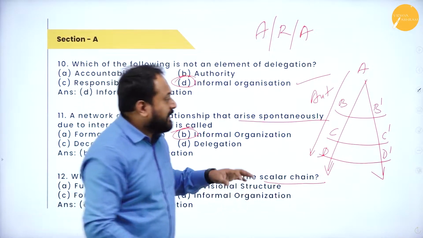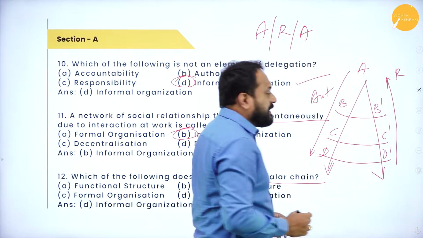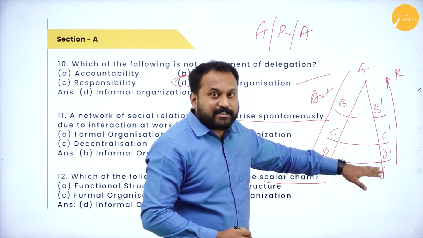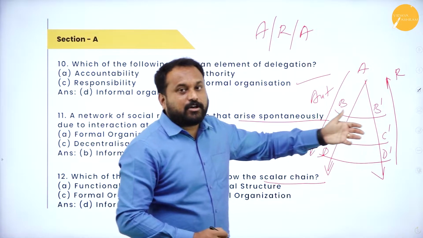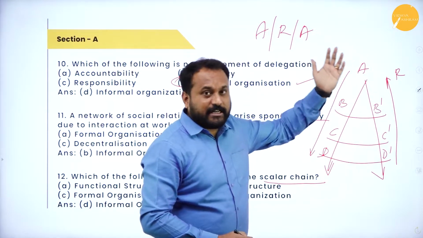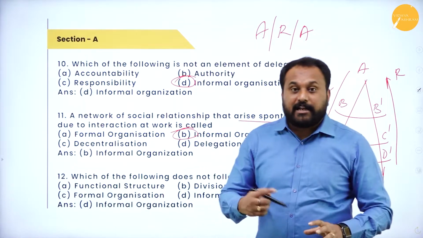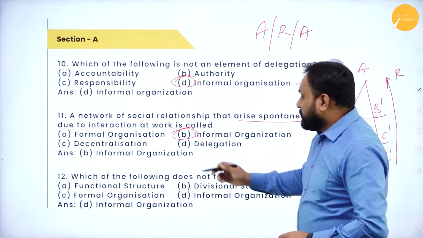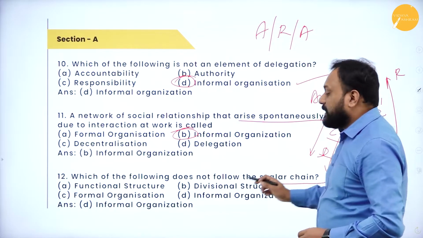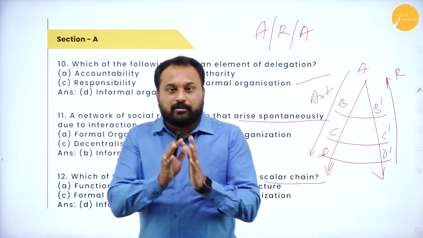And the same way here, D dash to C dash, if you go with it, that is the responsibility is there, where the subordinate is responsible for the work of the superior. So authority is here, responsibility is here. Now this is called formal. Now what is informal? In the sense here, which of the following does not follow scalar chain? Informal organization will never follow scalar chain.